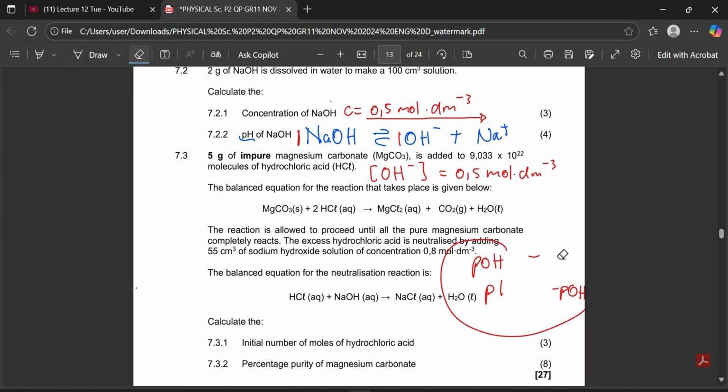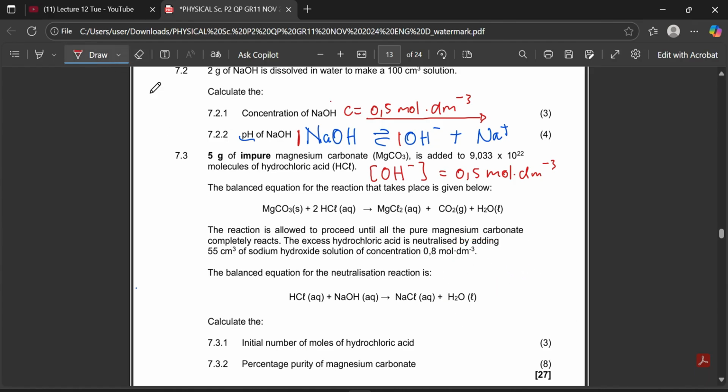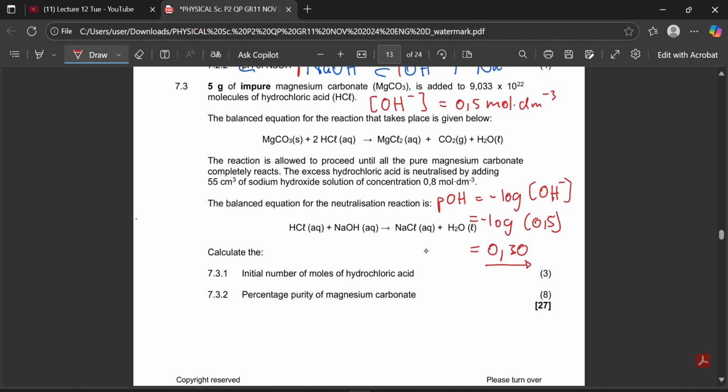Cool. Now that we've gotten that, we can use our pOH equation. pOH equals negative log of the hydroxide ion concentration, that's negative log of 0.5. And according to my calculator, that gives me 0.30. So that's my pOH, sorry, not my pH.